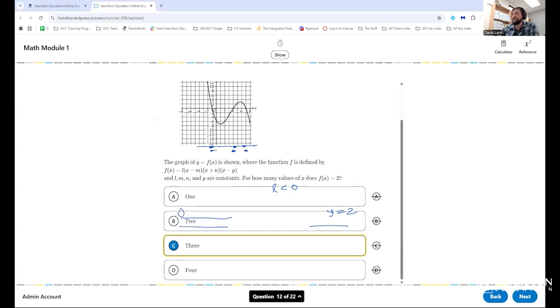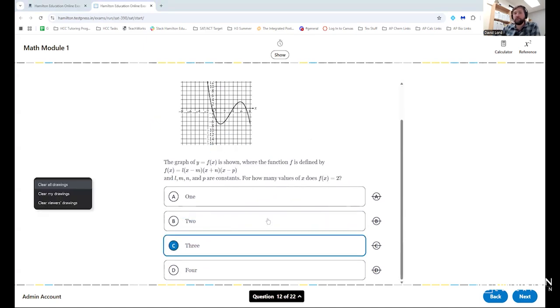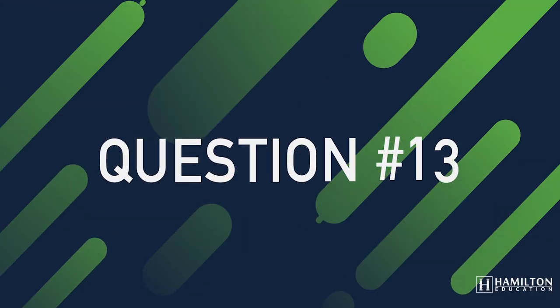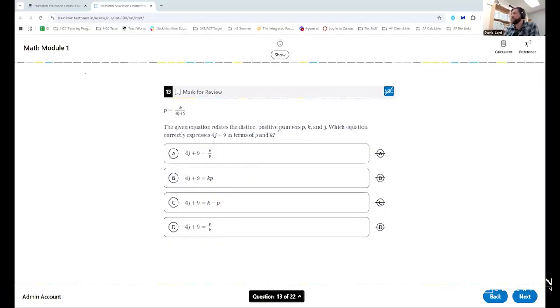Which is why the answer is C. So definitely it's a pretty quick question, even though it seems very complicated with all those letters in there. Question number 13. The given equation relates the distinct positive numbers p, k, and j. Which equation correctly expresses 4j plus 9 in terms of p and k?